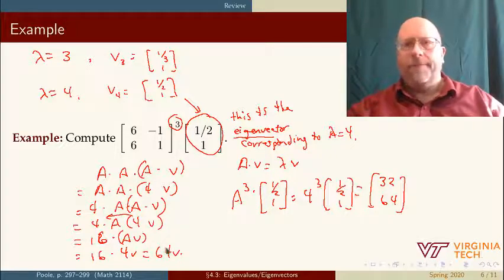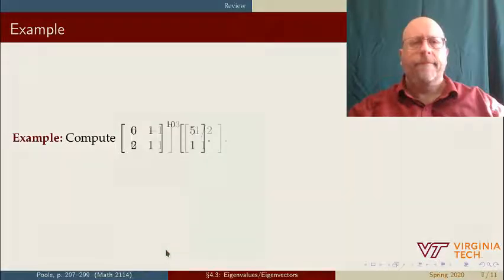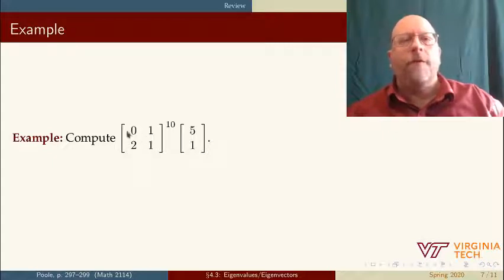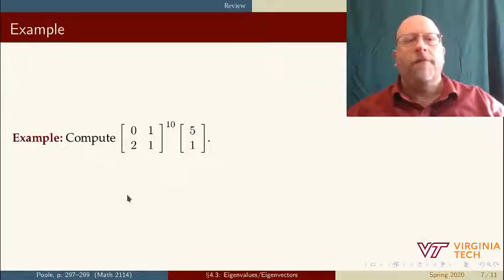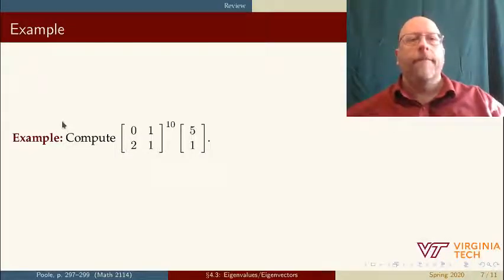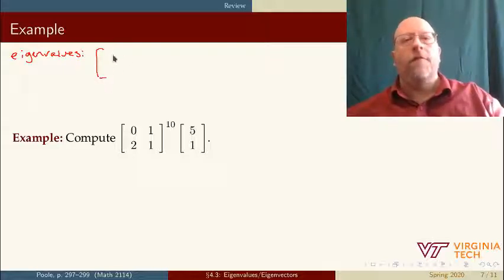Let's try a harder example. Let's compute this matrix to the 10th power times 5, 1. We would like to know what the eigenvalues and the eigenvectors for this matrix are. So we find the eigenvalues. And those eigenvalues we find by taking the determinant of negative lambda, 1, 2, 1 minus lambda, setting that determinant equal to 0.